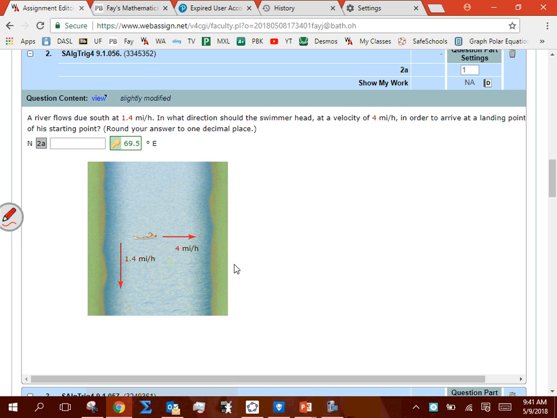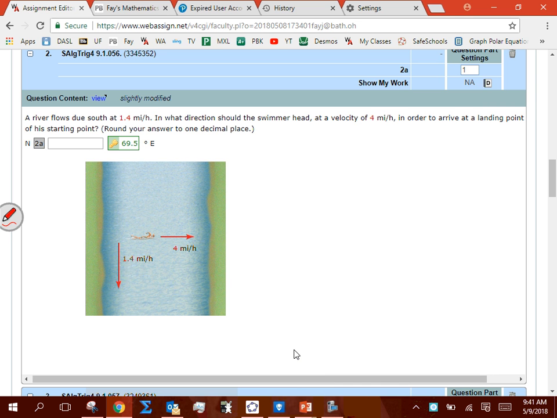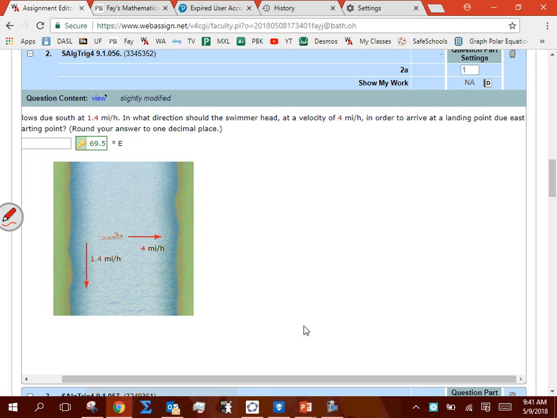Now, not exactly, but pretty close. Here it says a river flows due south at 1.4 miles per hour. It says, in what direction should the swimmer head at a velocity of 4 miles per hour in order to arrive at a landing point directly across, due east of his starting point? Due east means exactly to the east. Does that make sense? There's no deviation away from that. Whenever they say due south, due north, due east, due west, those are 90-degree increments. Is that all right? Okay. So I kind of draw the picture here.